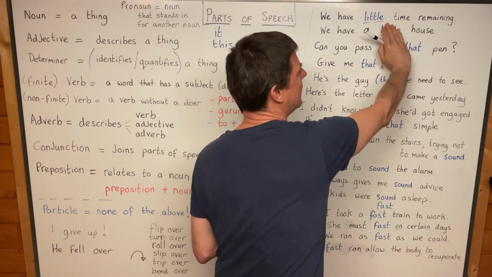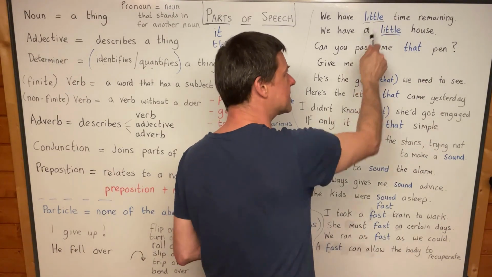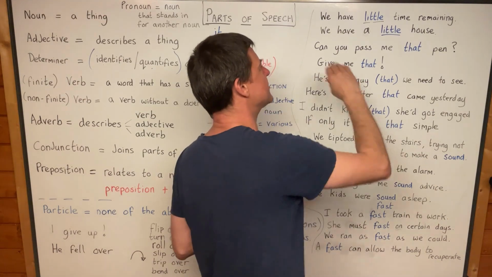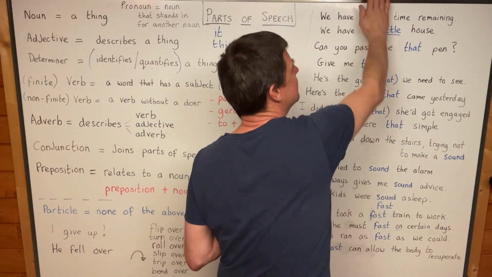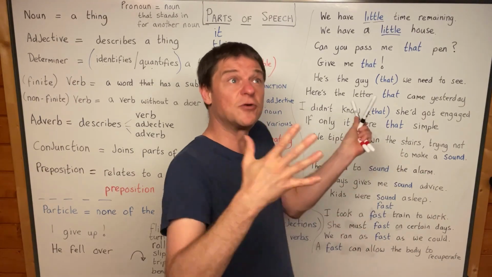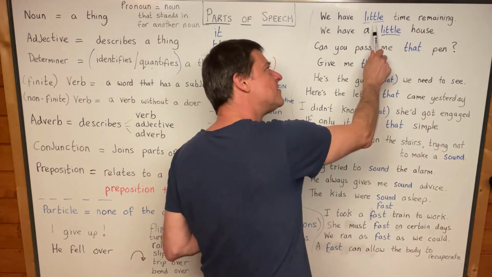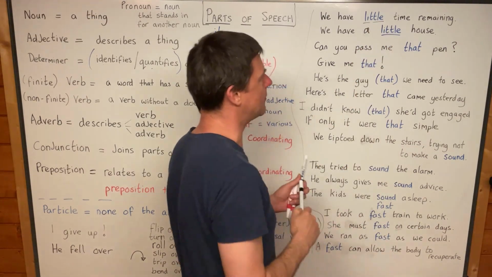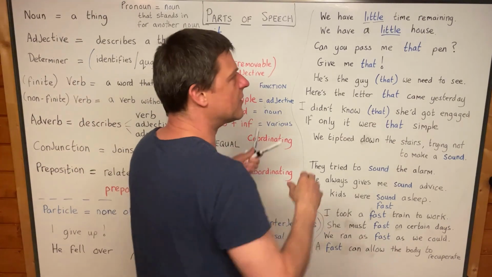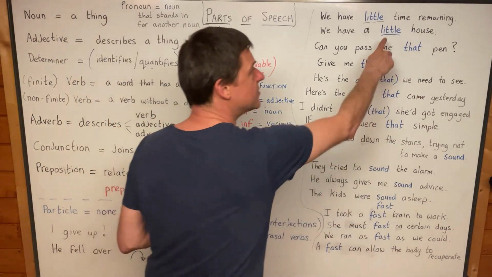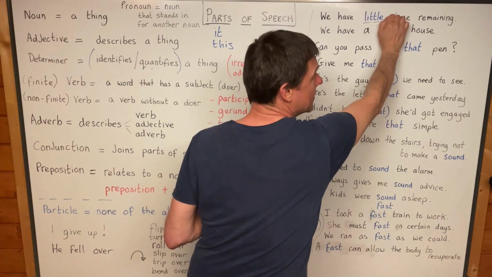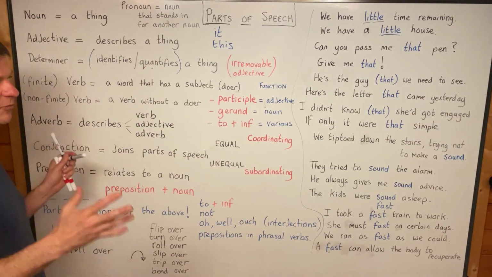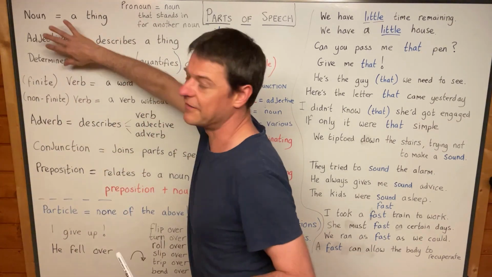You can take it out, we have a house, we have a little house, but this little is much more important. When you take it out, it drastically alters the sentence. We have time remaining is not at all the same as we don't have much time remaining. It's almost opposite. And so this little is an irremovable determiner. You can't take it out without drastically changing the meaning of the sentence. You can take this out without drastically changing the meaning. We have a house, we have a little house. So there is a difference between them.